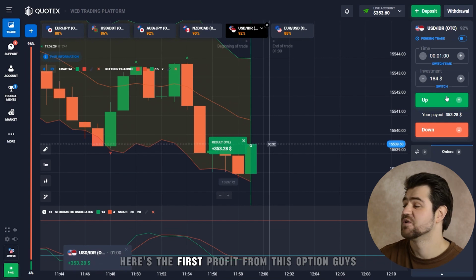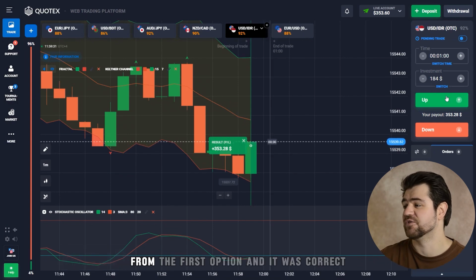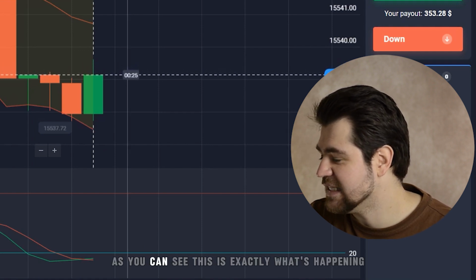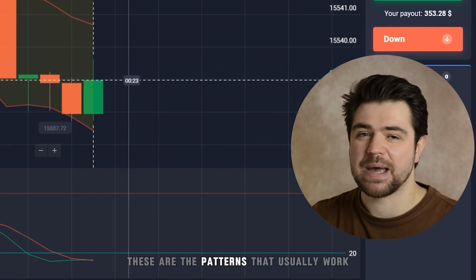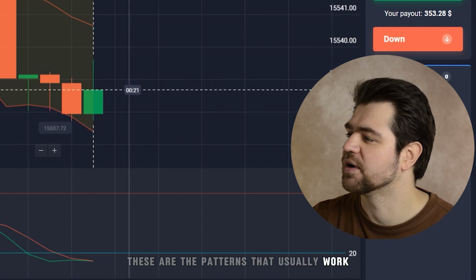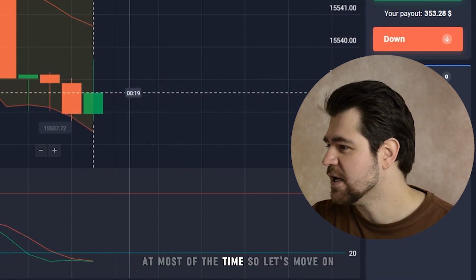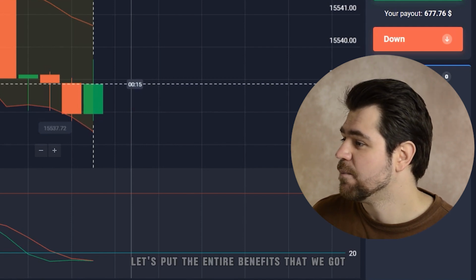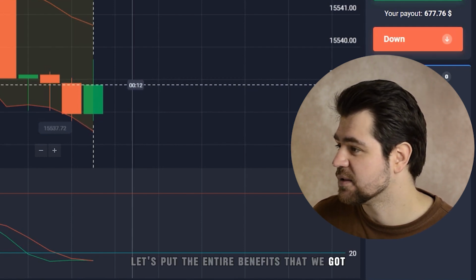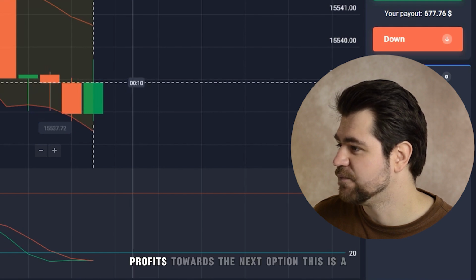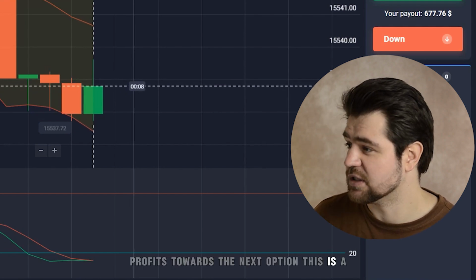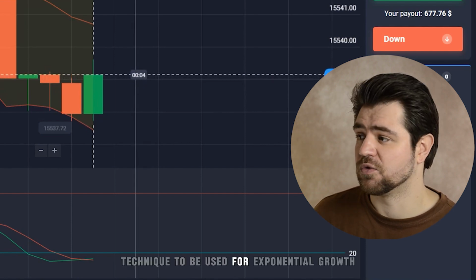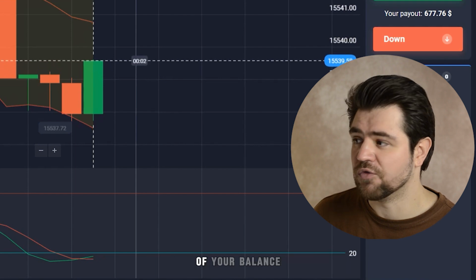Here's the first profit from this option, guys, from the first option. And it was correct. As you can see, this is exactly what's happening. These are the patterns that usually work most of the time. So let's move on. Let's put the entire benefits that we got, profits, towards the next option. This is a technique to be used for exponential growth of your balance.